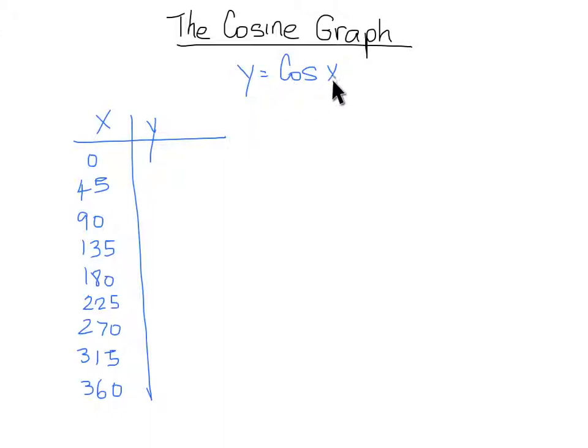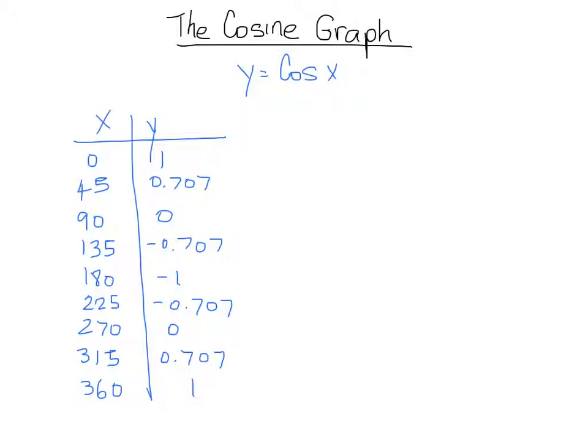So for example, cosine 0 would give you 1. So we get 1, then 0.707. And if you know your triangle trig, you actually know that that's root 2 over 2. But if not, that's okay. Then 0, and then it goes down to negative 0.707, negative 1, back to negative 0.707, back up to 0, then 0.707, and then 1. So we see a lot of repetition with these numbers, and that's because you're going to see a cycle happening here.